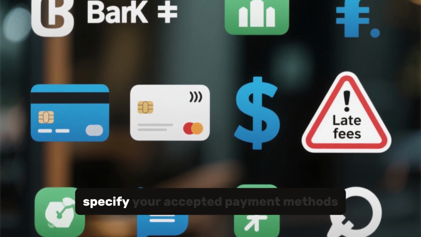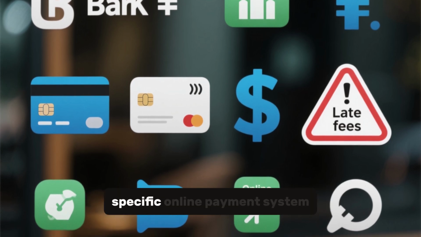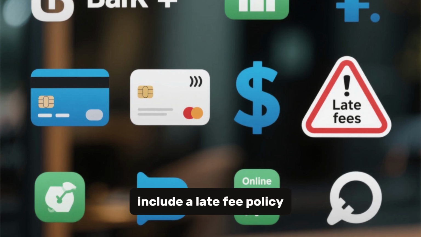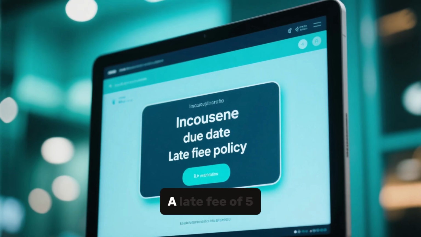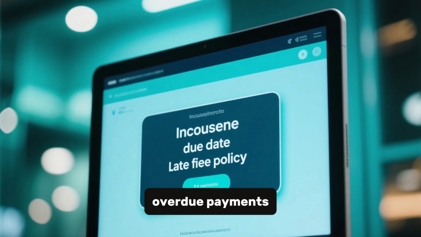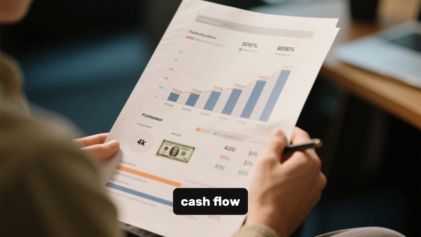Also, specify your accepted payment methods, like bank transfer or a specific online payment system. And critically, include a late fee policy. Something like, invoices are due within 15 days. A late fee of 5% per month will be applied to all overdue payments. This encourages clients to pay on time and protects your cash flow.